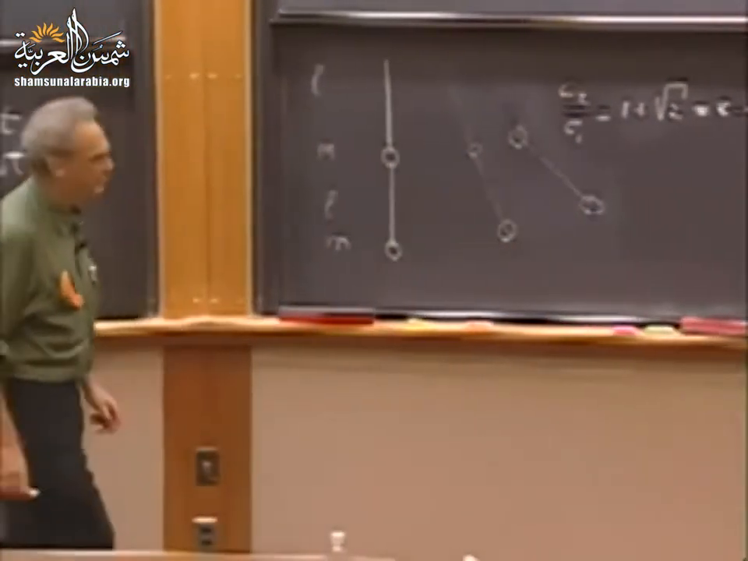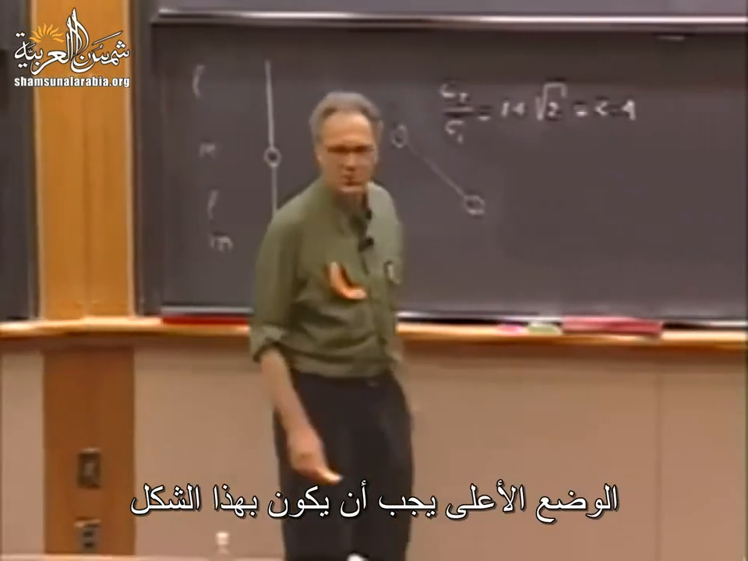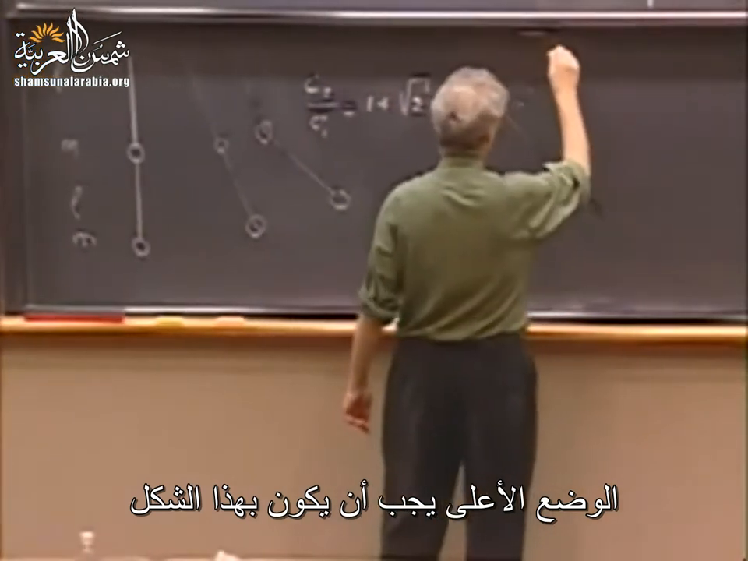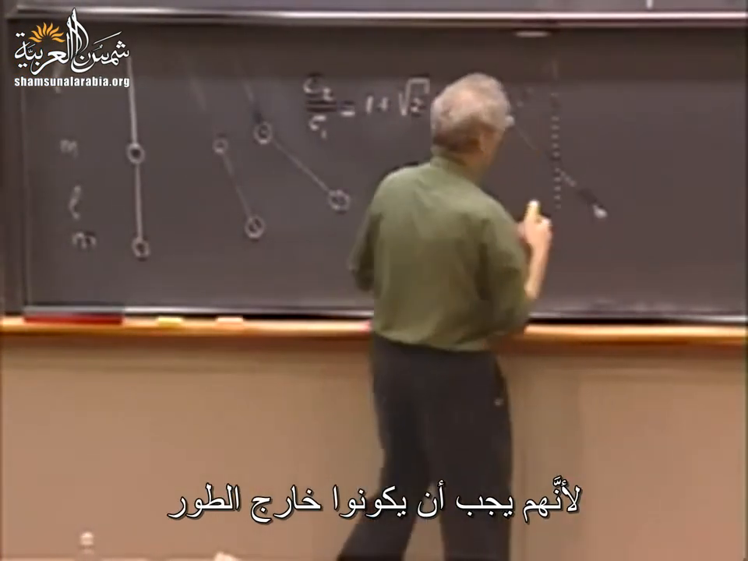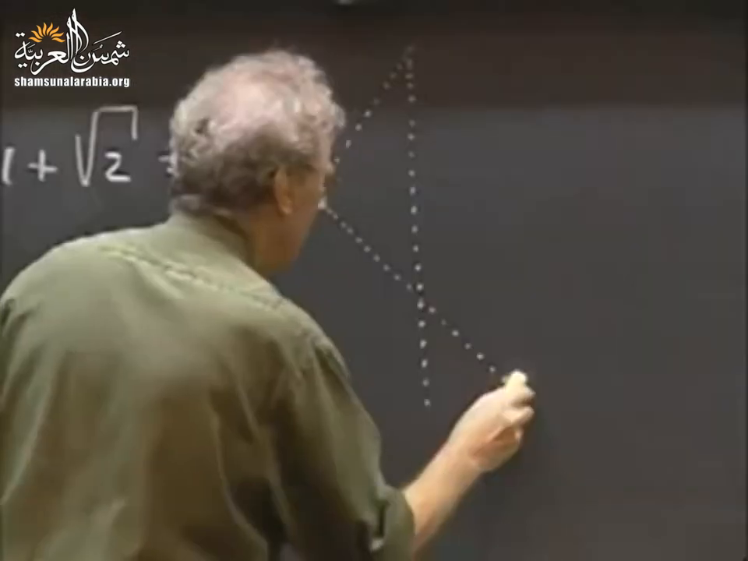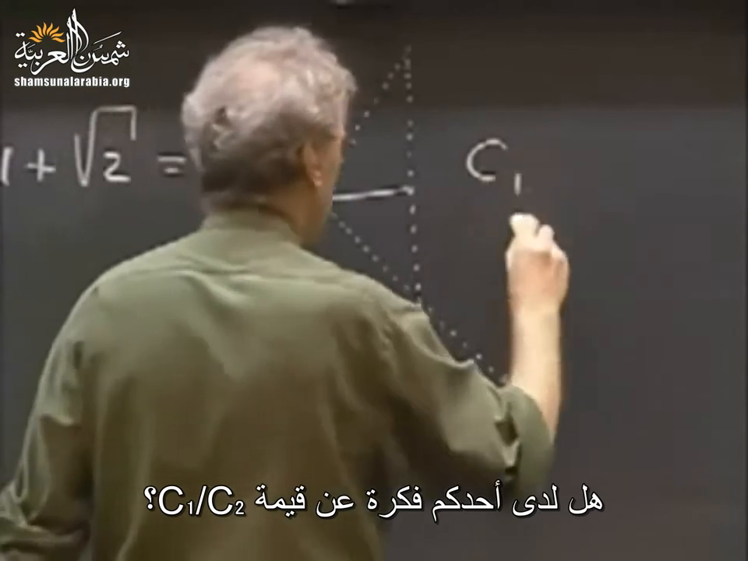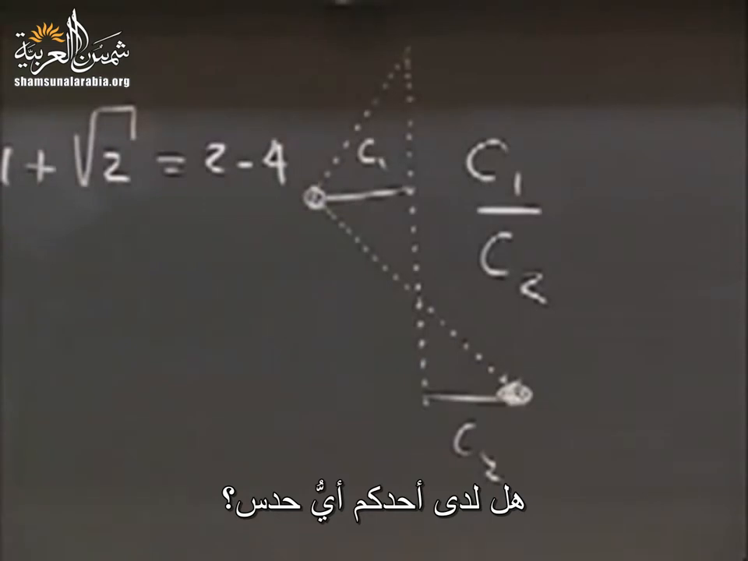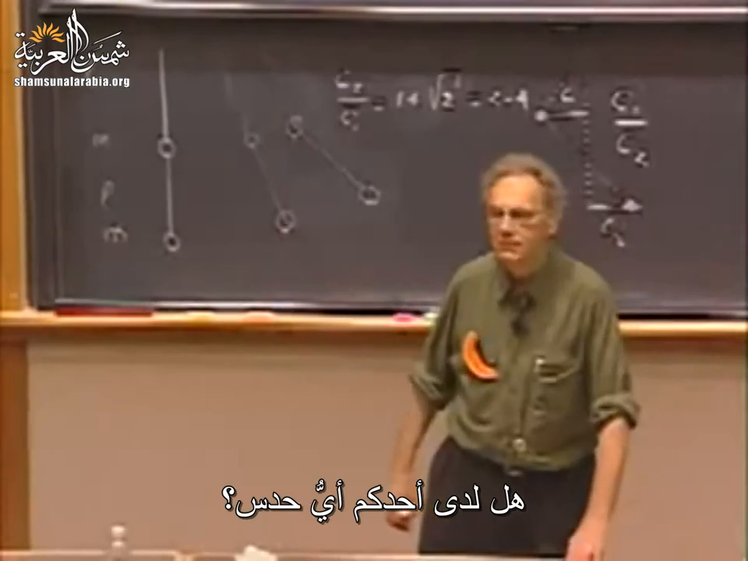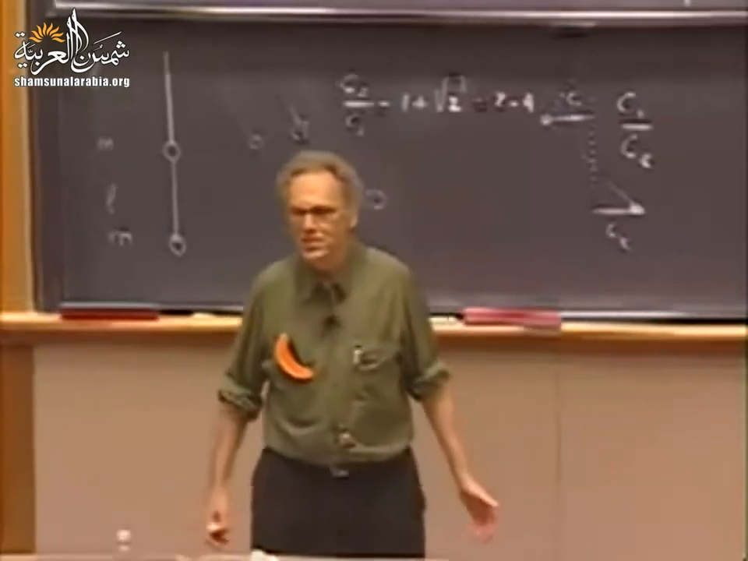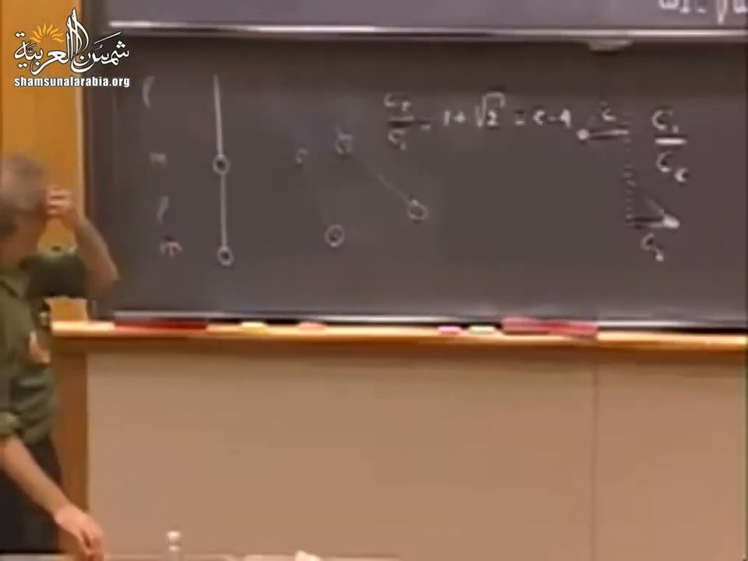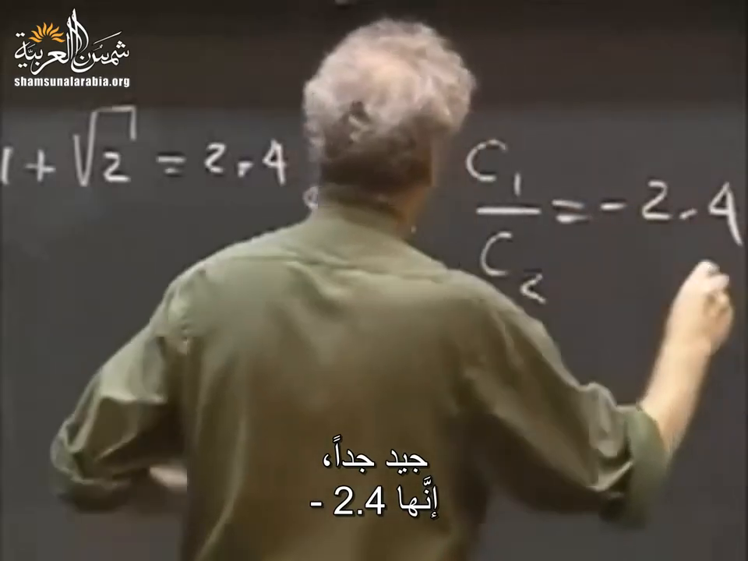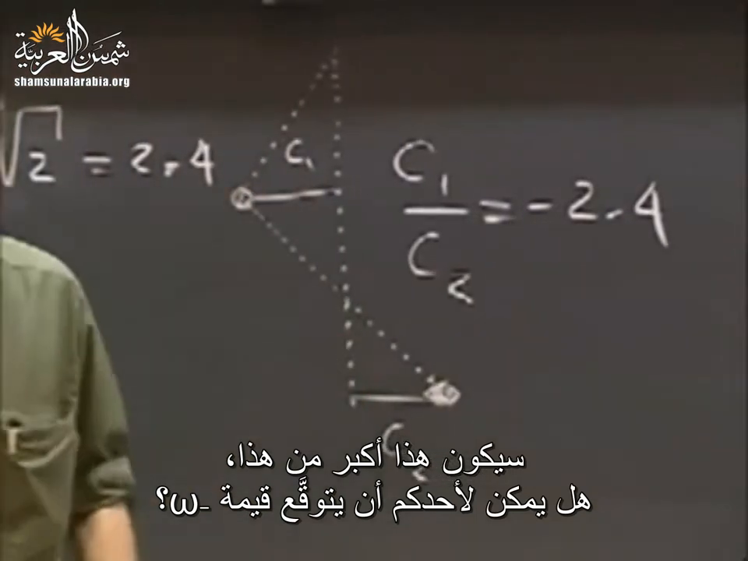And I will demonstrate it. The highest mode must be something like this, right? Because they must be out of phase. Any idea of the ratio C1 over C2? Call this C1, call this C2. Any one of you, any intuition? Minus? Yeah? Boy, you're good. It is minus 2.4. This one will be much further away than this one.